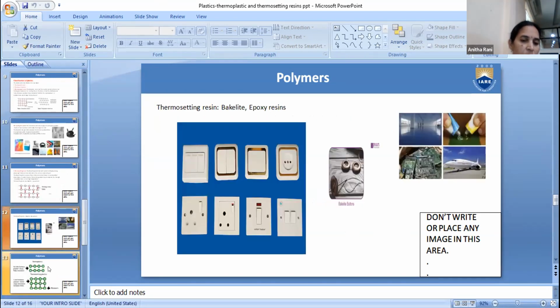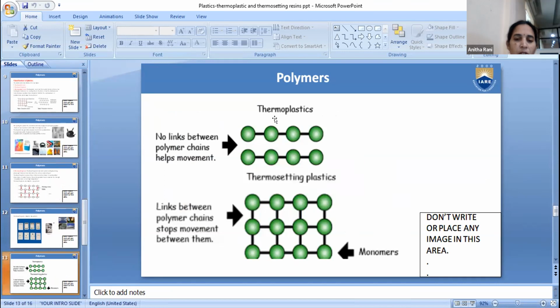One more diagram I am giving you. In thermoplastic resins, when you apply heat, there are no links between polymer chains, which helps in free movement, and you can go into any other shape. You can reshape. You can get a desired product.